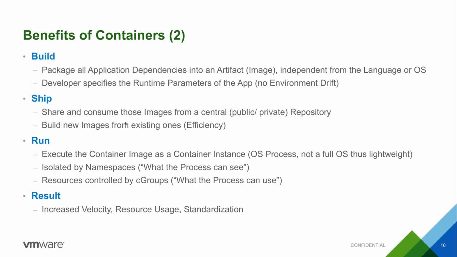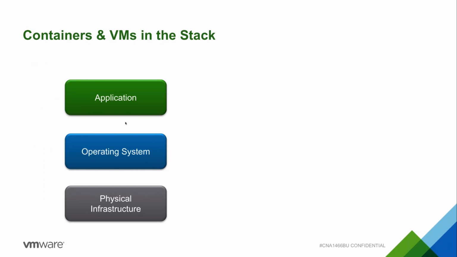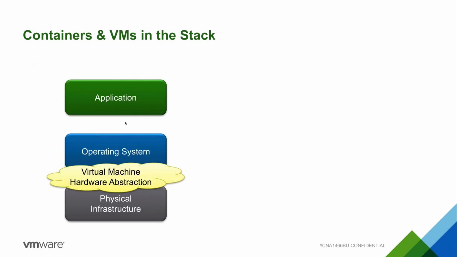So how does that play together with VMs? Where do VMs and containers live in the stack? If we look at the abstraction here on the left-hand side, we have physical infrastructure, operating system and applications. What virtualization did is really to abstract the hardware for virtual machines. So we're decoupling the operating system from the underlying infrastructure, and probably everybody on this call is aware of that.